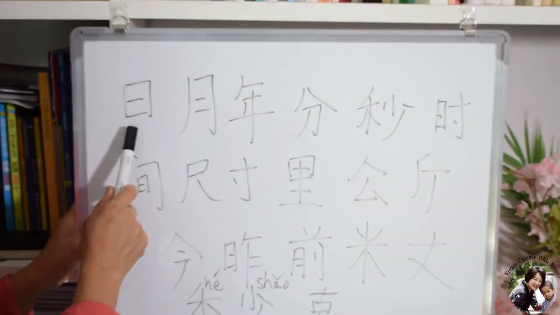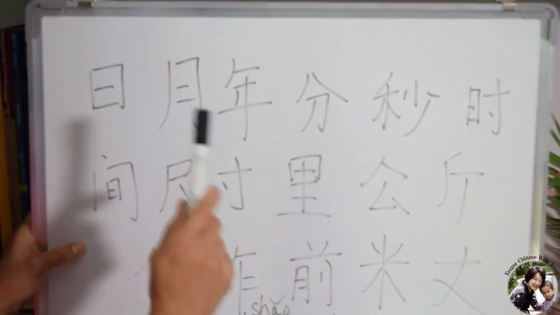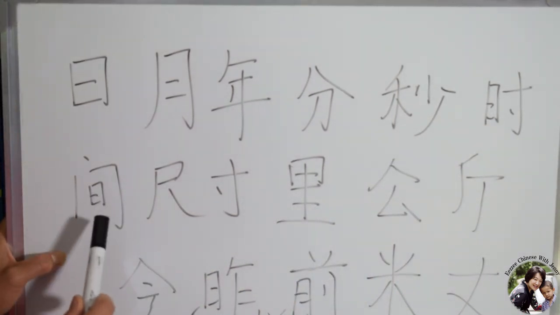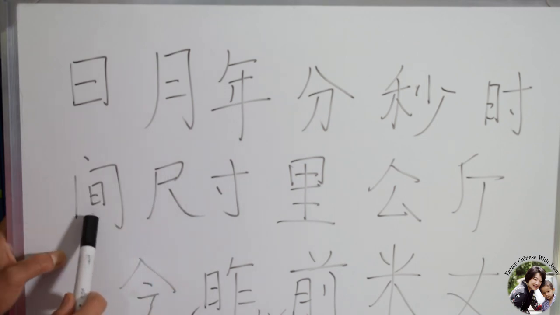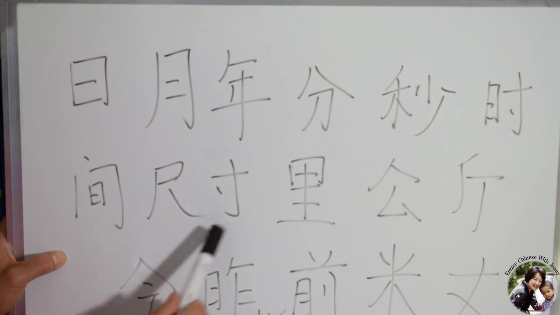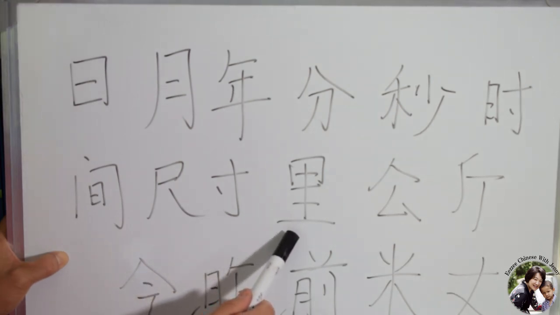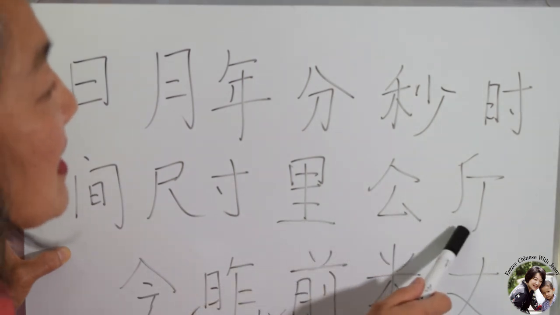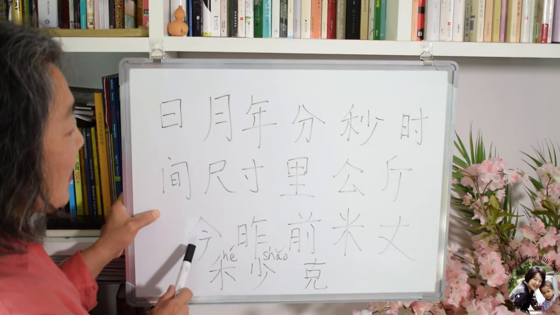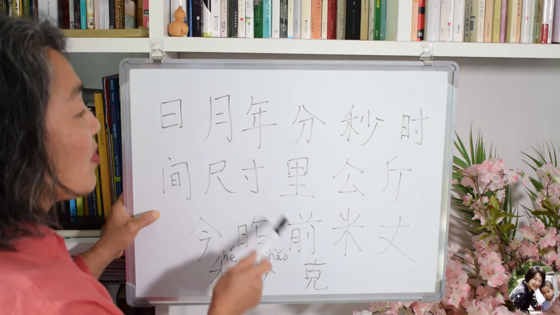Okay, let's recap those words for the measurement. 日, a day, 月, month, 年, year, 分, minute, 秒, second, 时, hour, 间, time, 时间 together means time. This also means gap. 尺 equals 33.3 centimeter. 寸, 3.3 centimeter. 里, 500 meter. 公里, 1 kilometer. 斤, 500 gram. 克, gram. 今, today. 昨, yesterday. 前天, the day before yesterday.